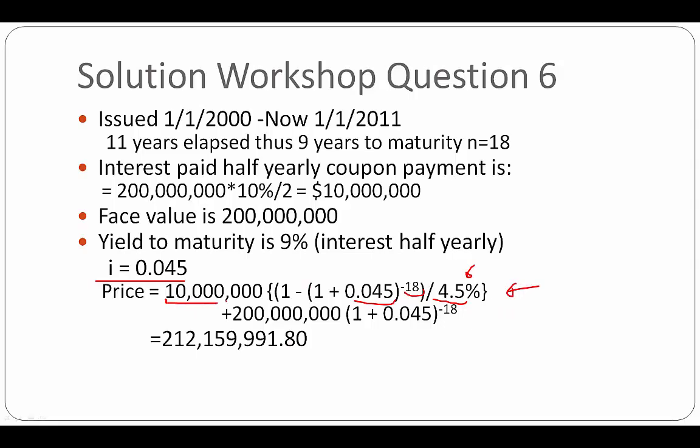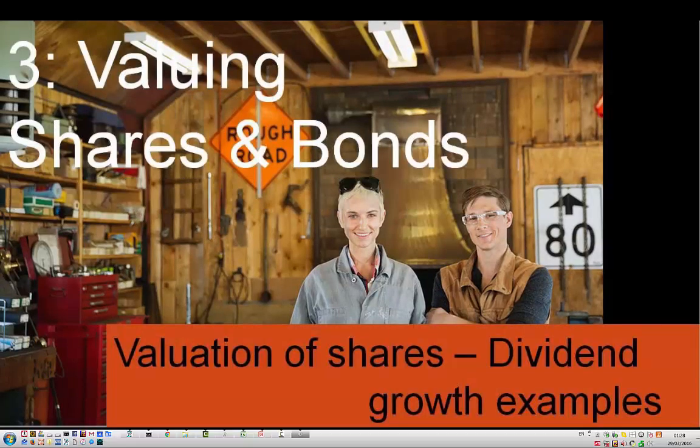Remember, 4.5% is just a fancy way of writing 0.045. So this top term is basically taking the coupon payment, and here's the formula for an annuity for 18 periods at a rate of 4.5%. So that gives you the present value of the coupon part. And then the face value, well, that's 200 mil. It's 18 periods away, and we're discounting at a rate of 4.5%. Calculate those, sum them up, and you get the price. So if you want to buy back your bonds at that rate, that's how much you would have to pay.